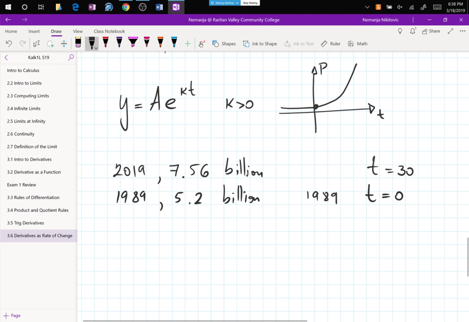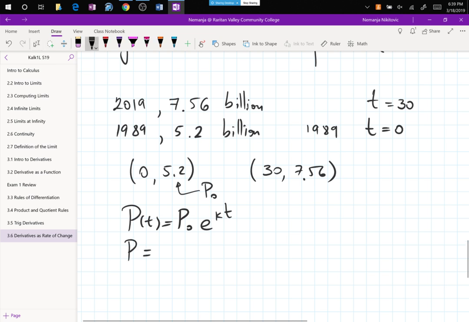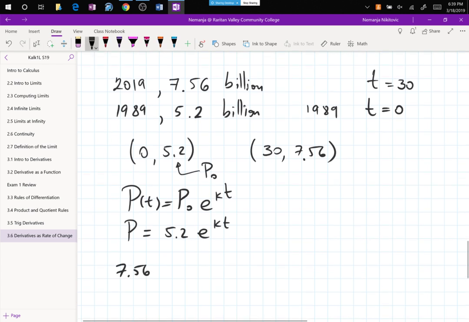So now we use this information. We have the point (0, 5.2). When time is equal to 0, this is your initial population P0. And we have a second point that is (30, 7.56). So the population at any time, this is now standard pre-calculus, you should be able to do this in your sleep. We plug in P = 5.2 e^(kt). Then we plug in 7.56 for population, 5.2 e^(30k), because t is 30.